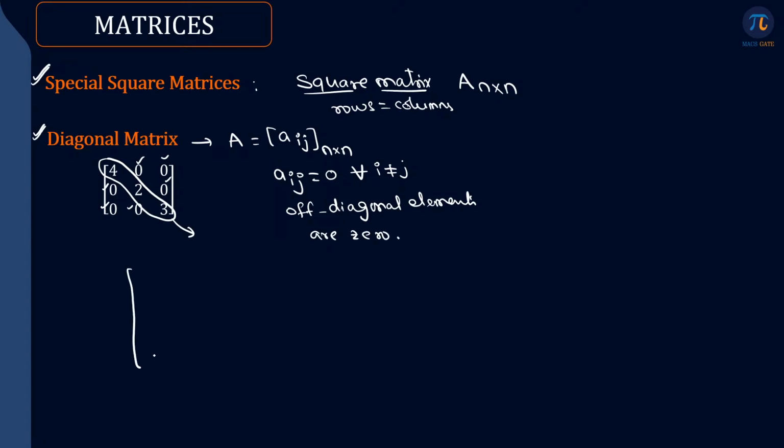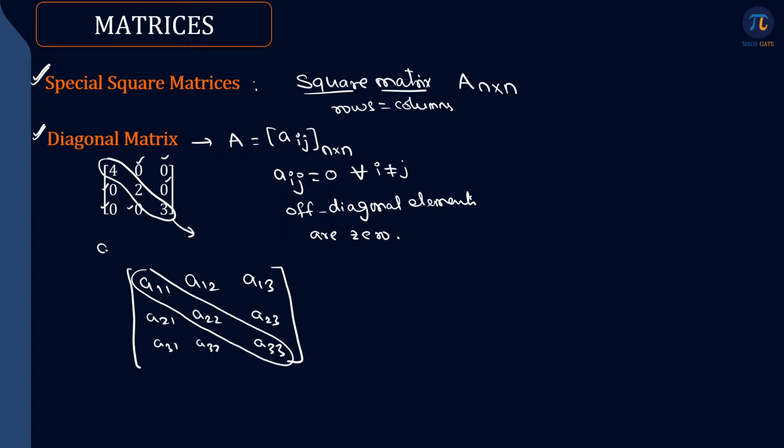I will just show you this. If you write a general matrix like A11, A12, A13, A21, A22, A23, A31, A32, A33, here if you observe these diagonal elements, okay, they are of the form Aii, whereas for all these others, if you consider, this i and j are different.